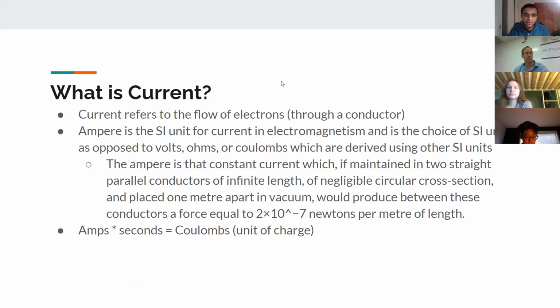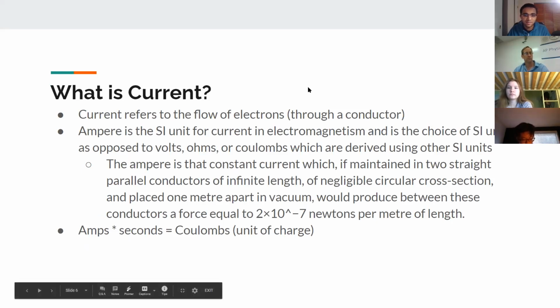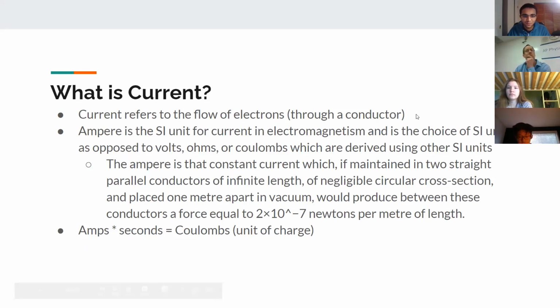All right, so we have the fundamental principle of current, which is actually the SI base unit of electromagnetism. It refers to the flow of electrons through a conductor, right? And so this is the very formal definition of current. This is how people decided what current is.